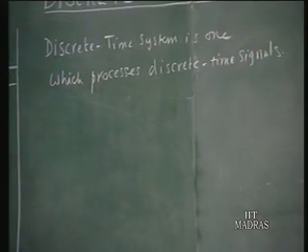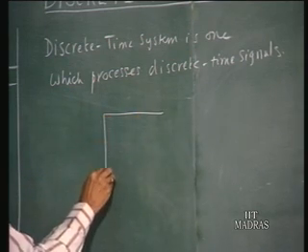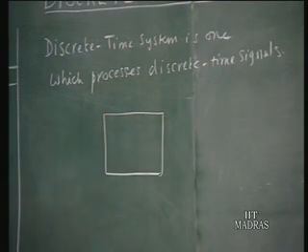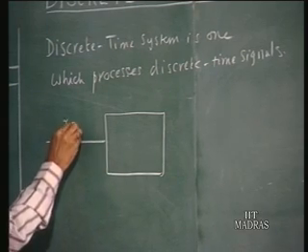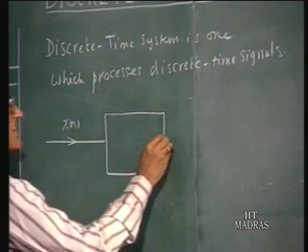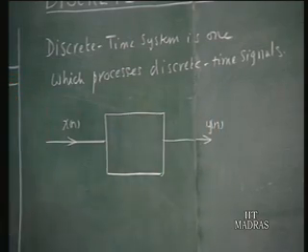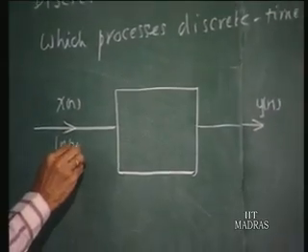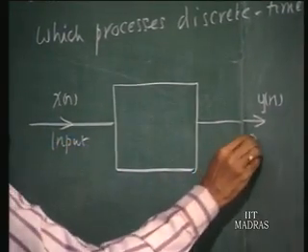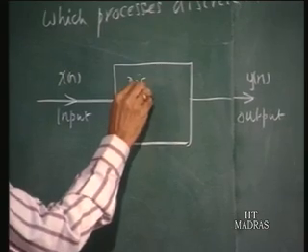Suppose we have a single input, single output system. Then the discrete time system will be represented by means of a rectangle like this, and the input may be x of n and the output will be y of n. So that is the input output relation. This is the input and this is the output, and this is the discrete time system.